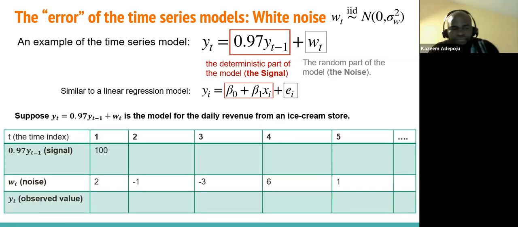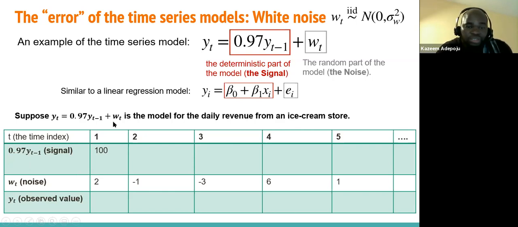Now, having this as a model, what I have is 0.97 Yt minus 1, which is the one that I call the deterministic part. It is also the one that I call the signal. We call that the signal. And we're also going to have the noise. So that is Wt.